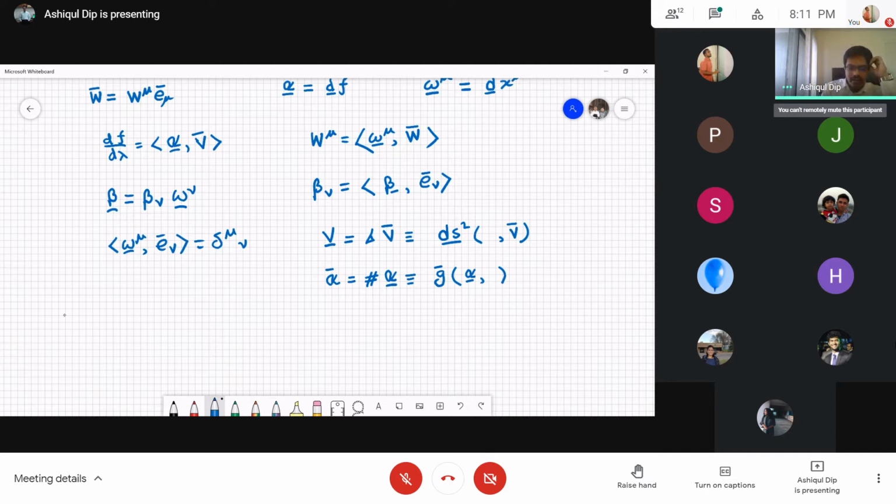Okay, can you prove this result? If you pierce v lower bar, which is a one form, with alpha upper bar, which is a vector corresponding to alpha, that is equal to this thing. Can you prove this? If you want to prove it, how do you proceed? Any idea?